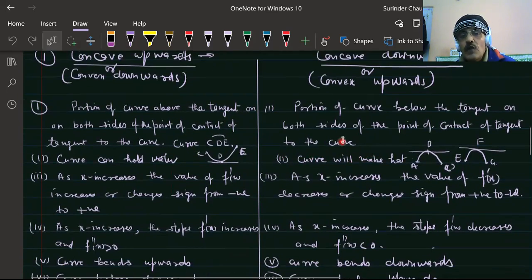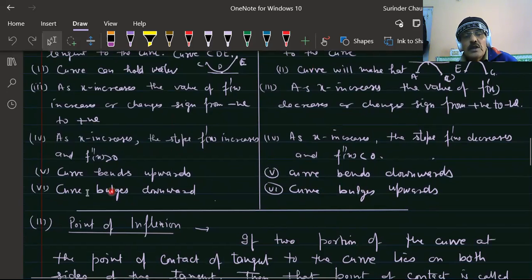So as x increases, the value of f dash decreases, or changes sign from positive to negative. As x increases, the slope decreases. If the curve is concave downward, the slope decreases, and the second derivative is less than 0. In the interval in which the second derivative is less than 0, the curve will be concave downwards. If it is greater than 0, the curve is concave upwards. So second derivative greater than 0 means concave upwards, and the reciprocal means concave downwards.